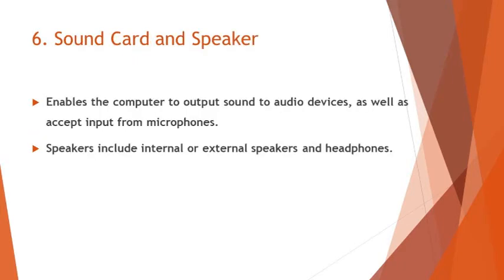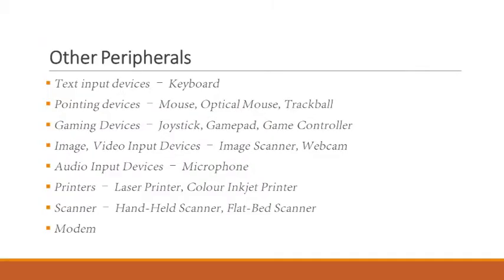Now we have the sound card and speaker. It is used for the audio input and output devices. Regarding the other peripherals, we have different types, which include the text input devices, then the pointing devices, the gaming devices, then image video input devices, and also the printers, audio input devices, and lastly we have the modem. So these are the major types of these other peripherals.